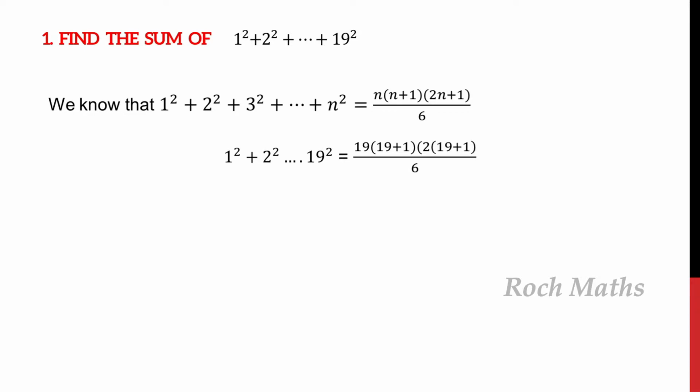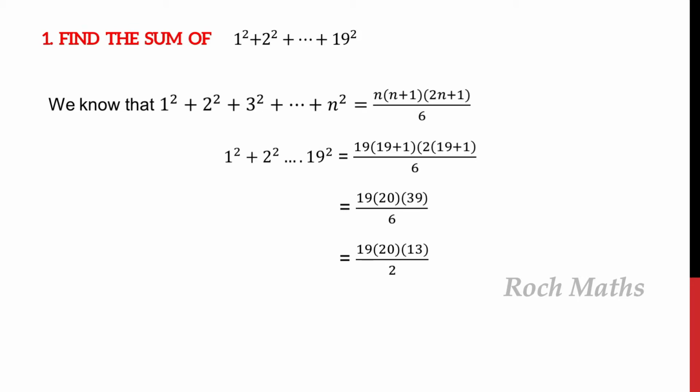19 plus 1 is 20. 2 19s are 38. 38 plus 1 is 39. So the next step will become 19 into 20 into 39 by 6. Now we can cut 6 and 20 by 2 table, or we can cut 6 and 39 by 3 table. So when we cut 6 and 39 by 3 table, we get 13 3s are 39 and 2 3s are 6. So we are getting 19 into 20 into 13 by 2.